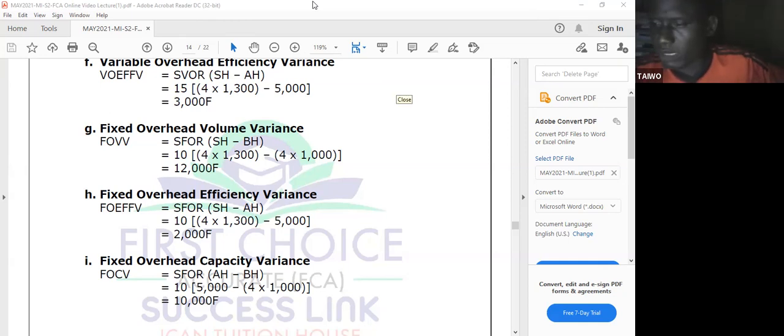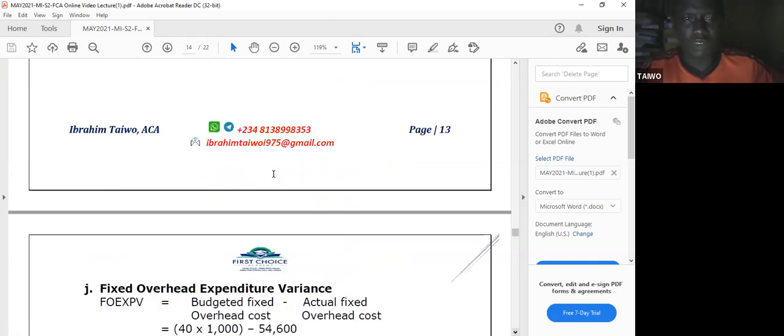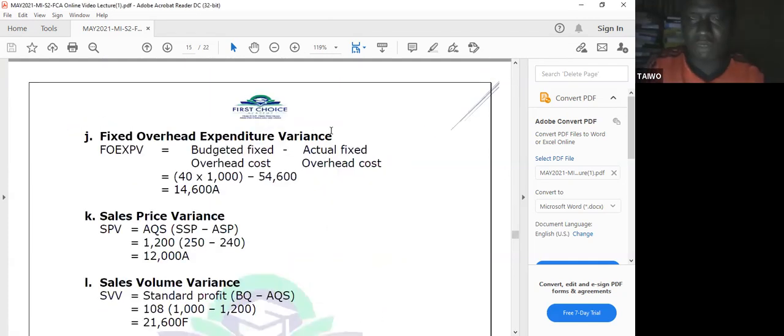That's the position, so you can add it to your notes, please. Now we want to look at the second aspect of the fixed overhead, which is fixed overhead expenditure variance. If you are looking at the fixed overhead expenditure variance, we are actually looking at the difference between the budgeted fixed overhead cost and the actual fixed overhead cost.